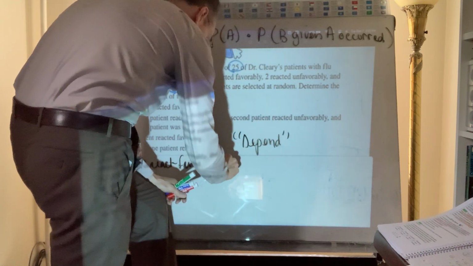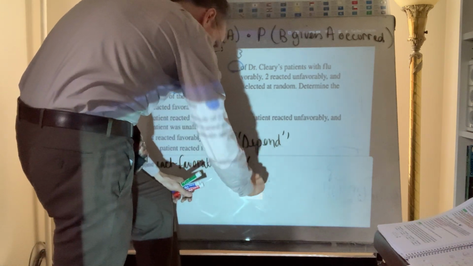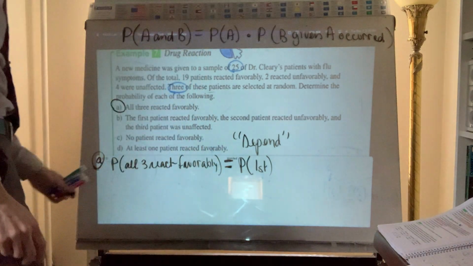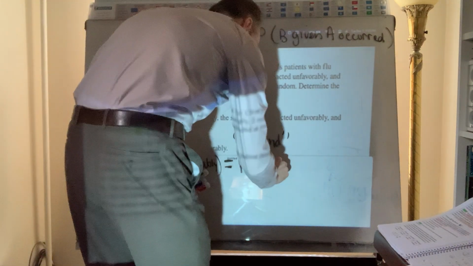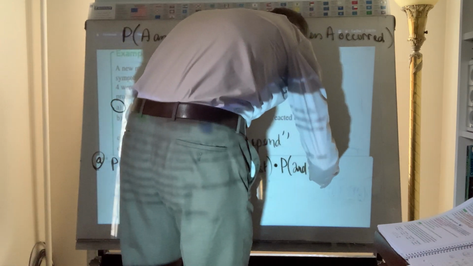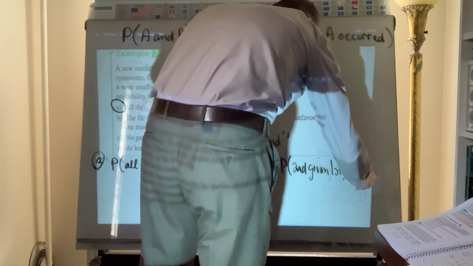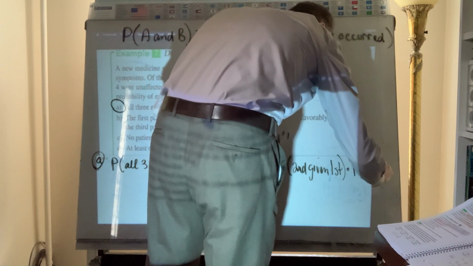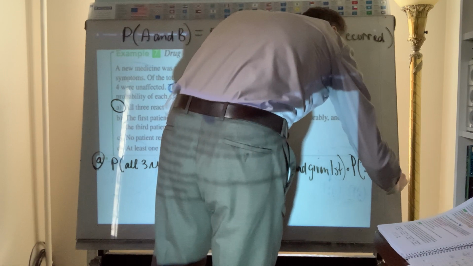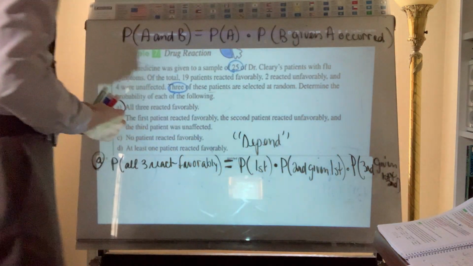Right? So the formula would be the probability of the first, you could use the letter A if you like, times the probability of the second given the first, times the probability of the third given the first and second. Very similar to that last problem.